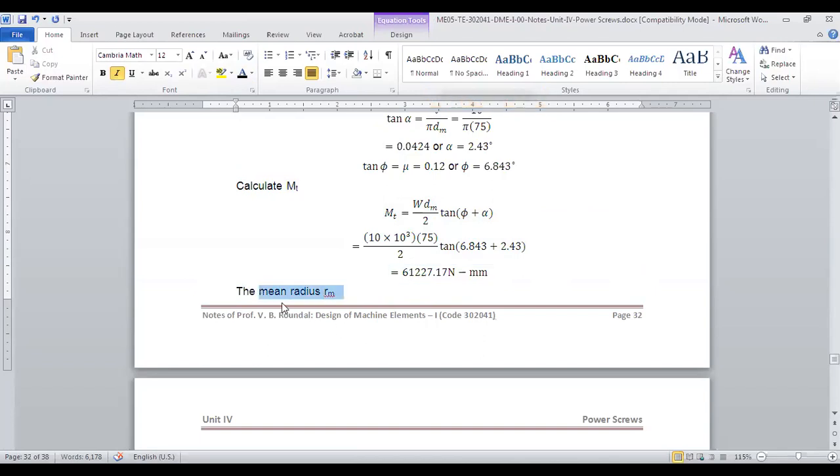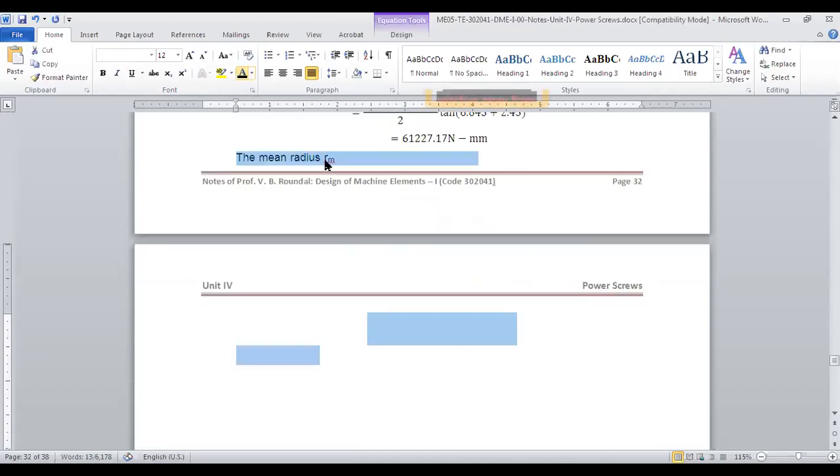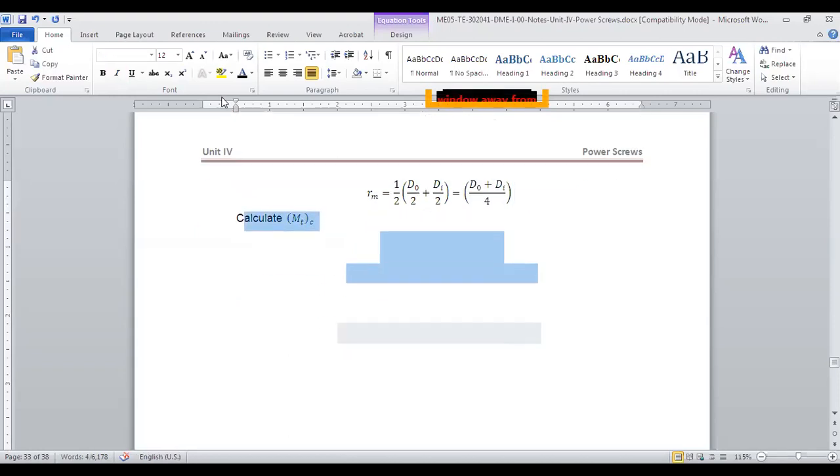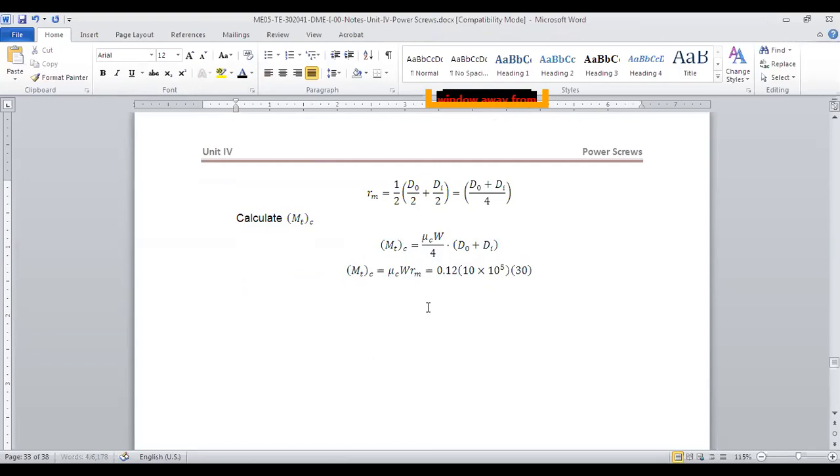Now we will find out MTC, the collar friction torque, that is also given, right? So the mean diameter is basically do plus di by 2, right? So we'll try to find out the mean collar torque MTC. MTC will be mu c into W by 4 into (do plus di) by (do plus di), right? So basically (do plus di) by 4 is equal to your RM, the mean radius. Okay, and here RM, the mean radius, is taken.